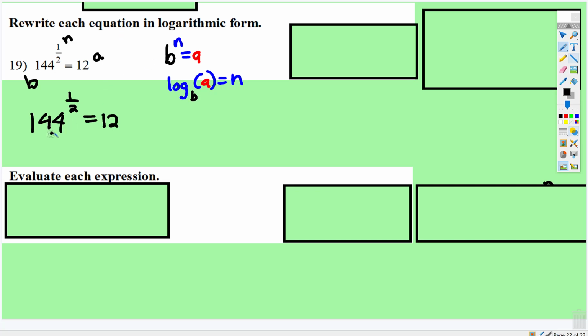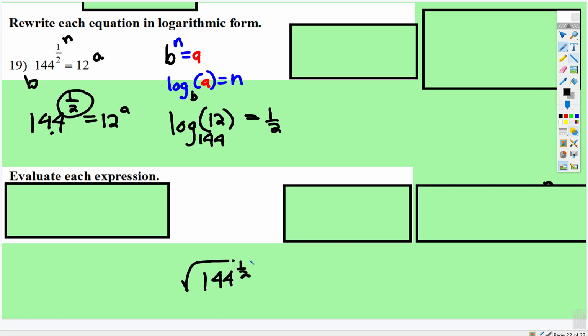So here's our b, so log, the base is 144, of 12, which is our a value, is equal to the exponent 1/2. And think about that. If you have 144 and you raise it to the 1/2 power, well, 1/2 power means square root. The square root of 144 is 12. So that's what rearranging things looks like.